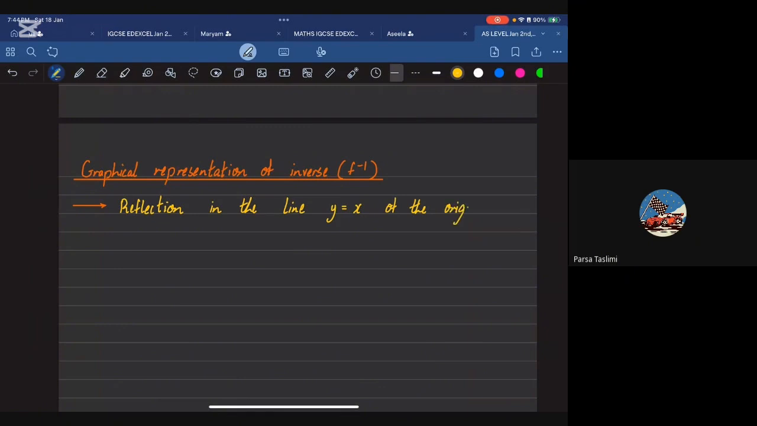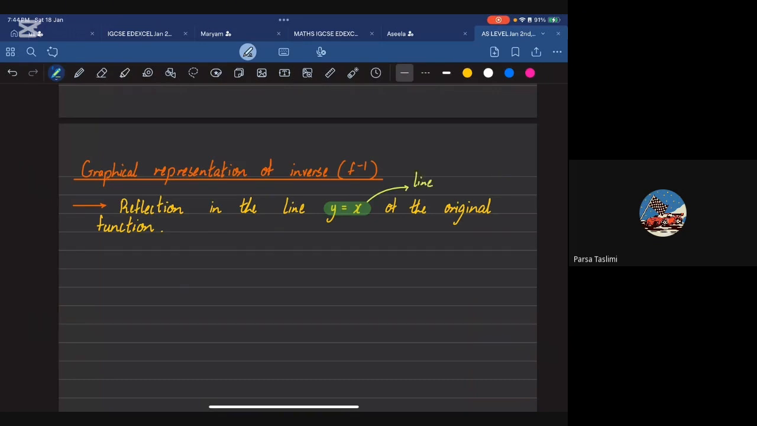Is this clear, person? Yes, Mr. The original function, and the reflection in the line y is equal to x of your original function. And y is equal to x is what? Your line of reflection. Clear, person? Yes. Any issues with this at all, person? Anything that you do not get? No, mister.